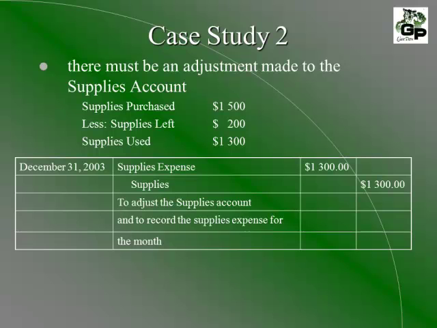The journal entry for this kind of transaction is December 31st, which is the month end or the end of the accounting period. We have a supplies expense, which is a debit amount of $1,300. Our credit entry is the supplies asset account of $1,300, which is credited. The description for this transaction is to adjust the supplies account and to record the supplies expense for that month.